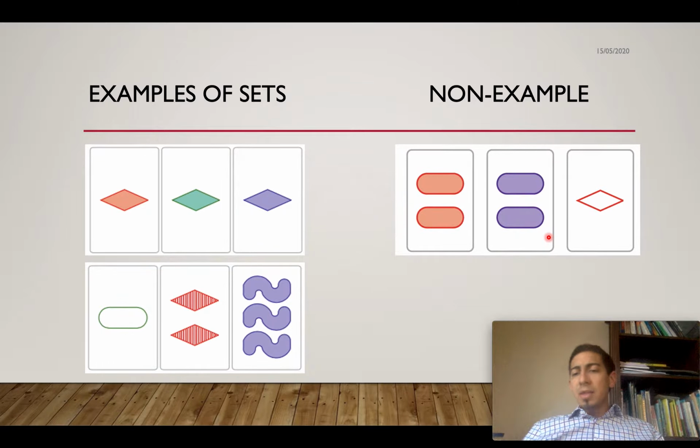And this is another non-example. This one doesn't work for several reasons. One of them is you have 2 red cards, so 2 of them share a color. The third one should have been a red if this was going to work.